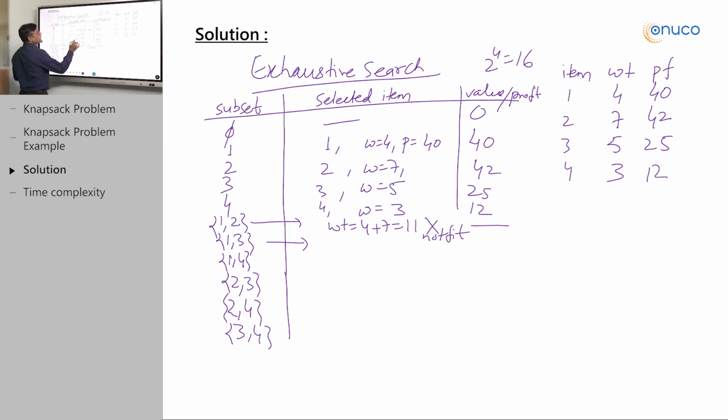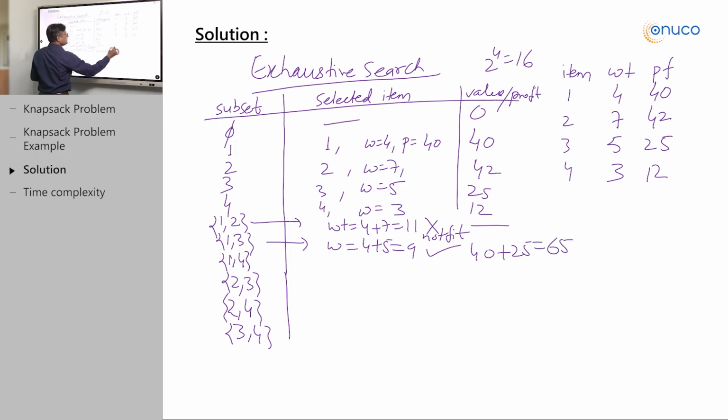Similarly, 1 and 3: weight is going to be 4 plus 5 is 9. So it fits, and the total profit is 40 plus 25 is 65. Then 1 and 4: what is the weight? 4 plus 3, 7. And profit is going to be 40 plus 12, 52.